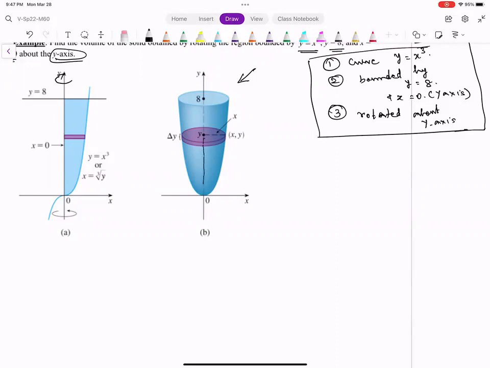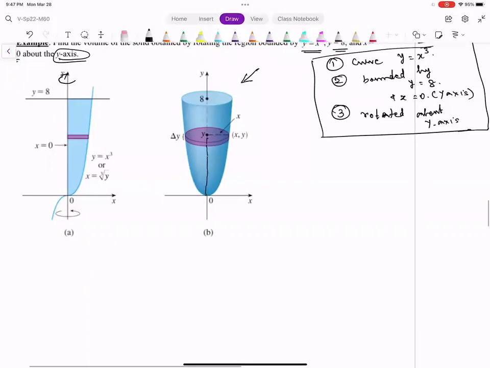So this distance here is y. At a distance y from the origin, the horizontal distance there is x. So suppose you take a point (x, y) on the graph, the horizontal distance would be x. Why do we need the horizontal distance? Because we need the radius of that disk.